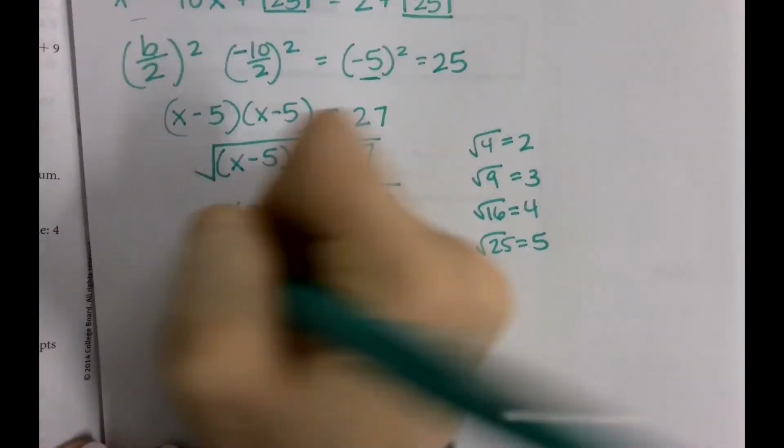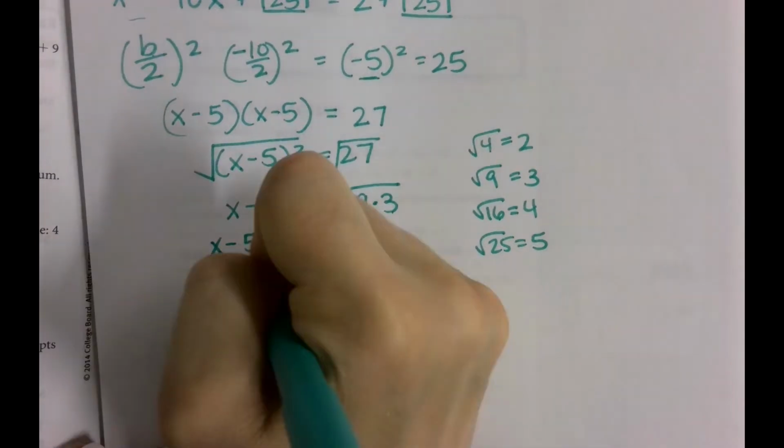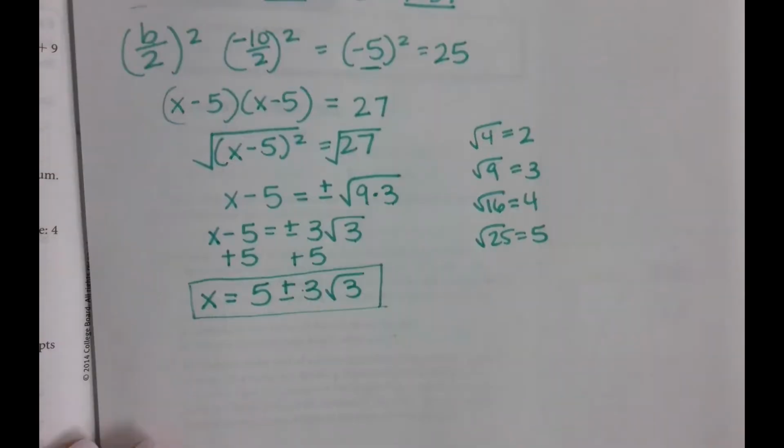One more step, we need to isolate x over here, so we need the inverse, plus 5. X equals, now we cannot combine these terms. 3 times the square root of 3, we cannot add it to 5 because 5 does not have a square root of 3 in front. So 5 plus or minus 3 times the square root of 3. And this is in simplest form. I would put a box around it. So that would be your answer.